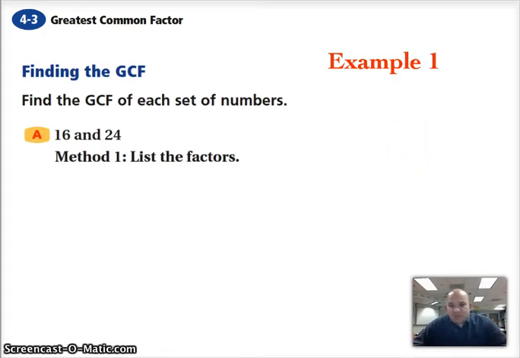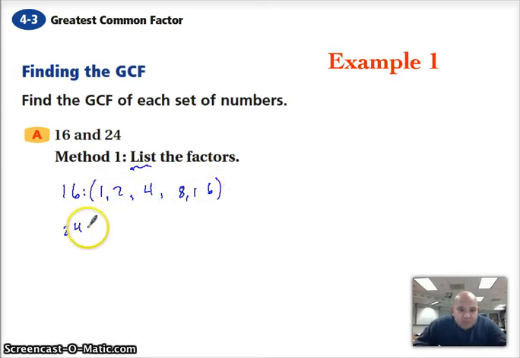Let's go ahead and find greatest common factors. There are 3 different methods in which we could do it, and the first method we just saw, which is simply listing. So here we have 16 and 24, and it says find the greatest common factor, GCF. In this case, we're listing. Using that rainbow method, for 16 I'm going to say it's 1 and 16, 2 and 8, and 4 times 4, so I'll just put one 4 there.